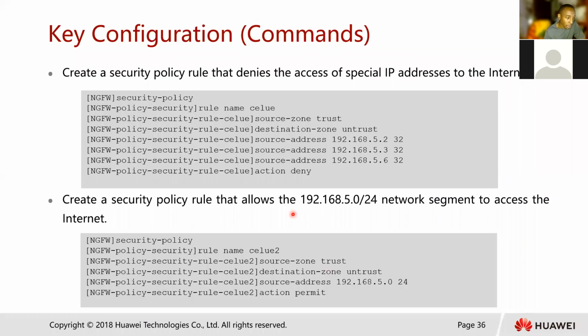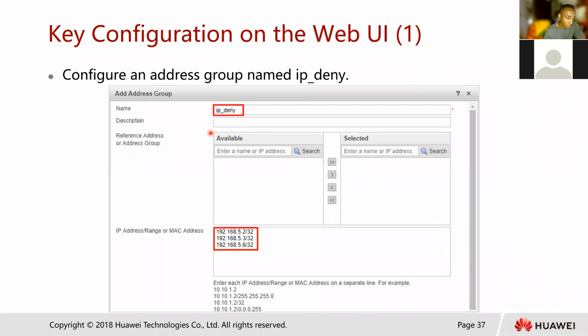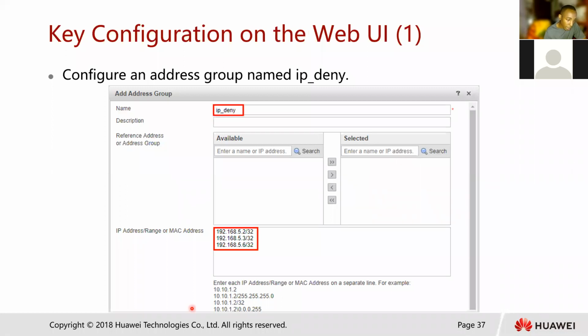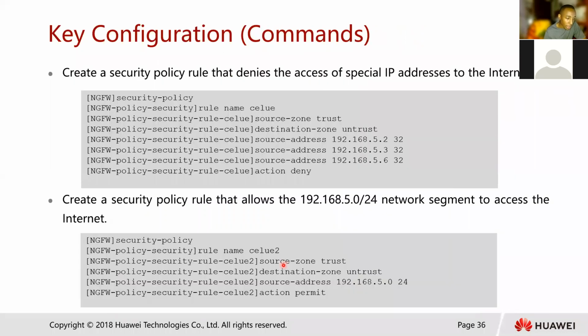So when you look at this, this is how you can do it over the web user interface. So the name, you can configure the address group named IP deny. That is what you can give it. You can give the exact .2. Remember this one. For the other one, you also remember you also had the slash notation. .2/32, .3/32, .6/32. And if I may ask, why is the network segment /24 and the individual IP addresses /32?